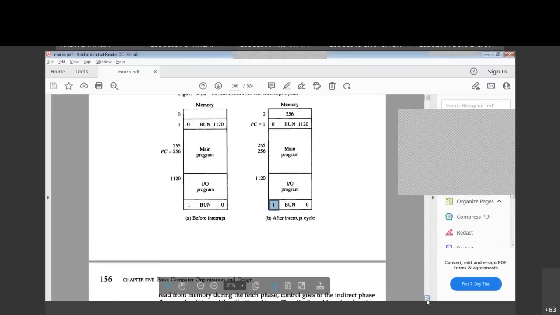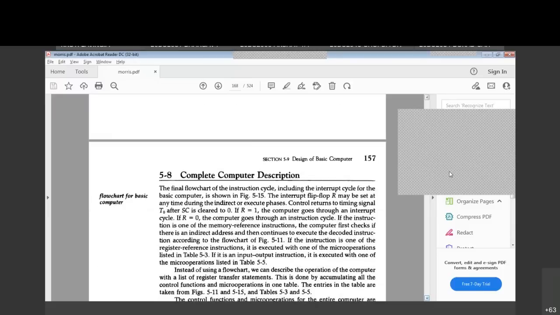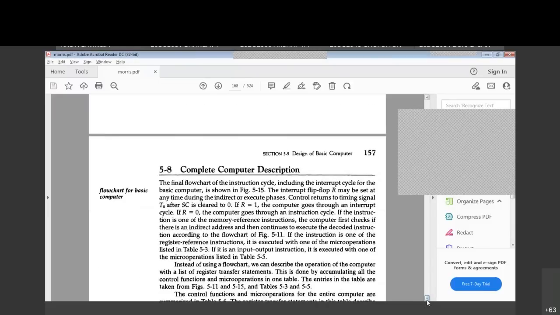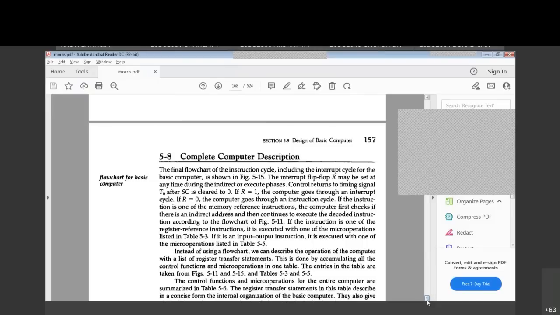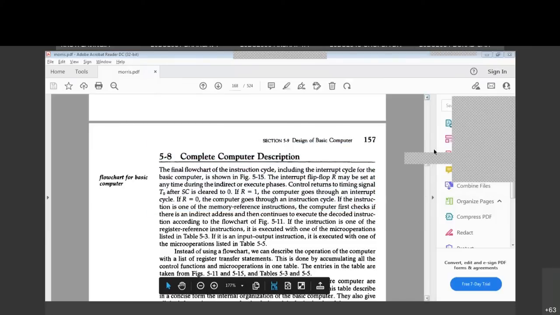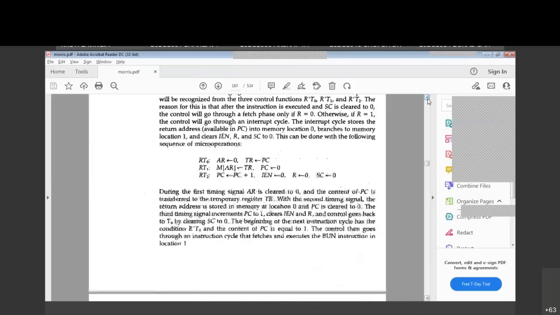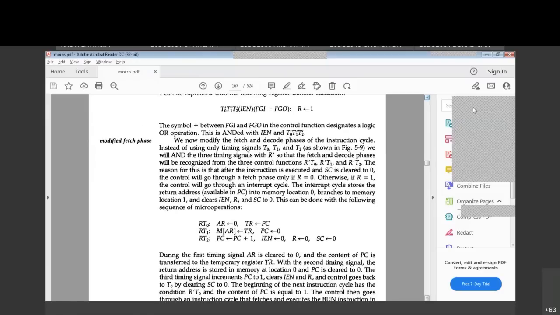Okay, so this completes your interrupt cycle. I will not be moving ahead today. In the next class, we'll be seeing the designing portion. Whatever we have studied so far is summarized in this complete computer description. We studied different instructions, the instruction cycle, the common bus, and the interrupt cycle. Now we'll be integrating all these things together for the entire designing process.